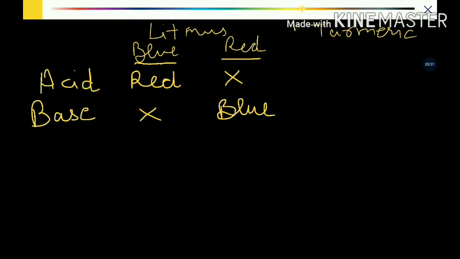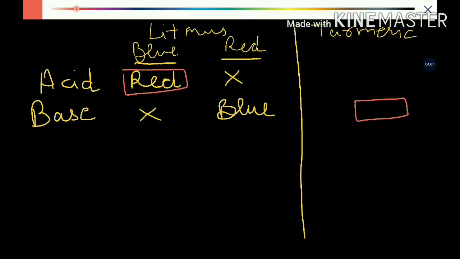Now I already told you that whatever happens for litmus, exactly the opposite will happen for turmeric. That means if acid shows red in litmus, then in case of turmeric, base will show red color, and acid will not show any color. That means it will show its normal color. What is the normal color of turmeric? That is somewhat yellowish orange, so it will remain yellow only. So only base will show red color in turmeric, and in case of litmus, acids will show red color.